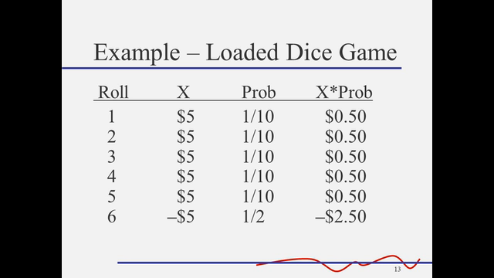If you roll anything less than 6, you win $5. If you roll a 6, you lose $5, so your profit is negative $5. Remember that this is a loaded die, and the probability of getting a 6 is 1/2. The probabilities for the other numbers are 1/10, so we fill those in the table. Then I multiply all the x values, the dollar amounts, by the probabilities, and when I add those, I get a sum of 0. So the expected value is $0.